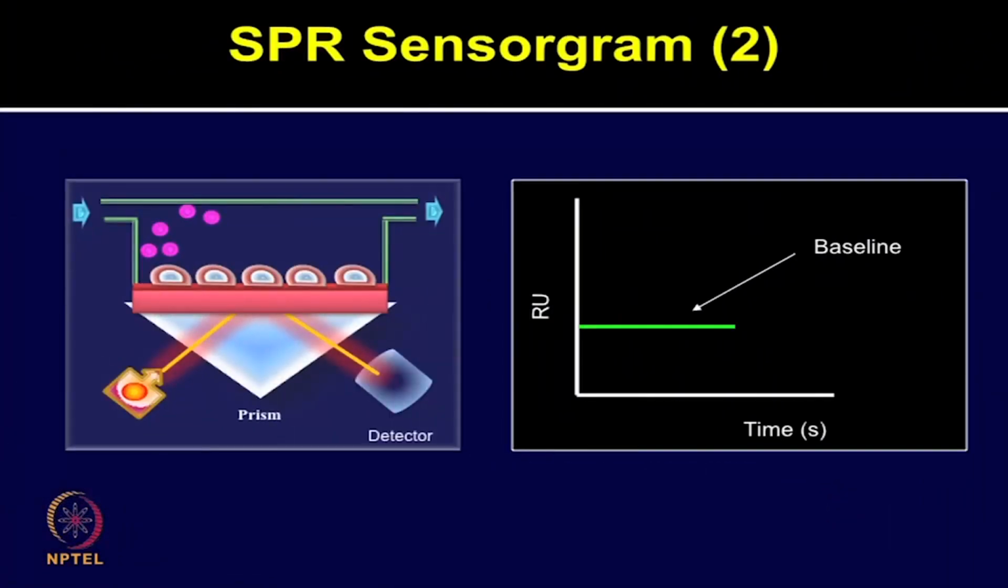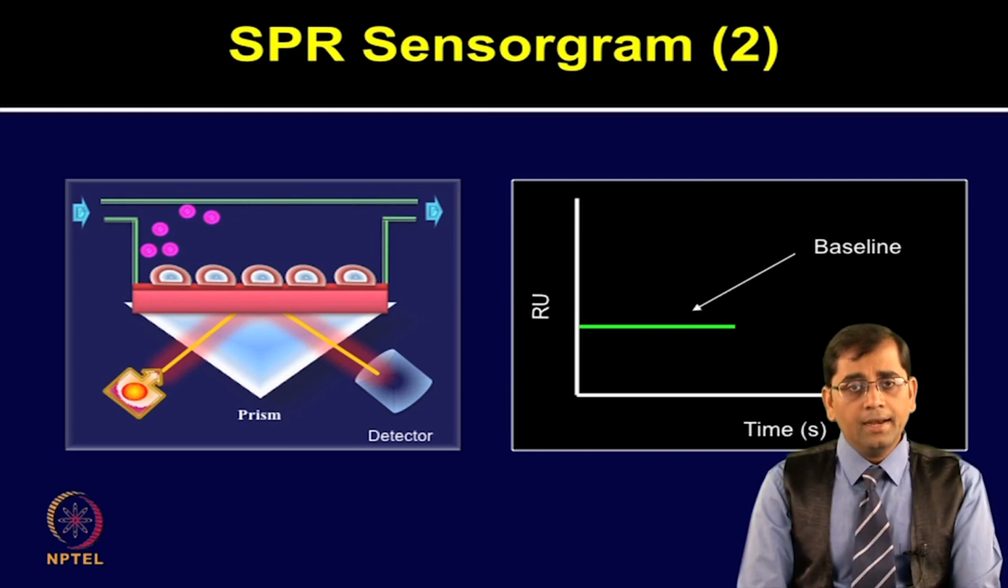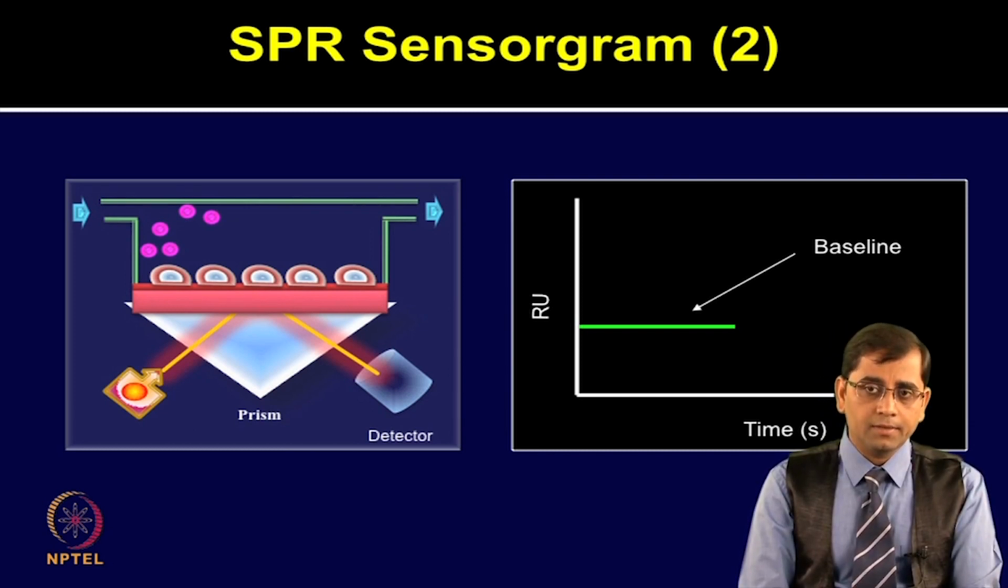Let us now discuss SPR sensograms. The sensograms describe the changes in SPR signal versus time as molecules bind and dissociate from the sensed surface. The resulting change in resonance signal creates a sensogram. Let us look at the various steps involved in these sensograms. As you can see in this slide, there is a prism, a light source, a gold coated chip and a ligand immobilized on the chip surface.